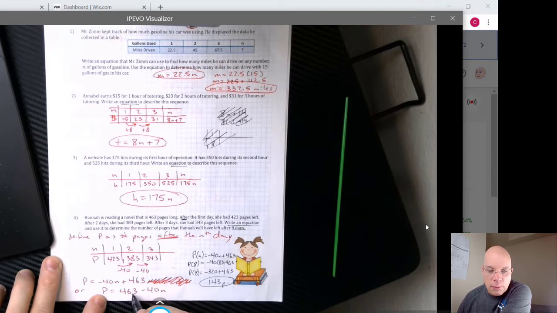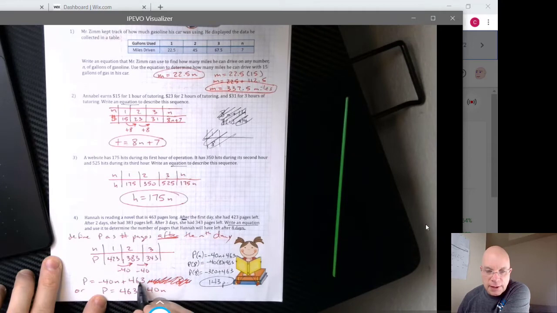You could also write this as 463 minus 40n. It means the same thing, because we have two terms that are being added together, and so we have the commutative property, so we could express it this way. Adding negative 40n is the same as subtracting 40n. Then once you understand, there are other ways to write this relation that would also be correct.